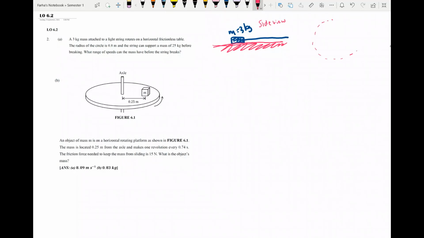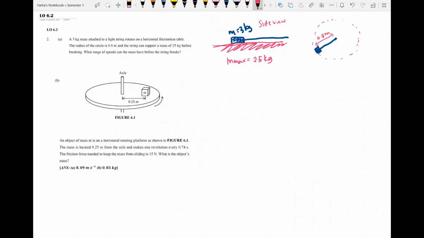Okay, kita ada circular path. Then we have center here. Okay, dekat tengah-tengah ni kita ada satu hole yang kita connectkan dengan string. Dan di hujung ni kita ada objek. Okay, so ini yang berlaku. So the radius of the circle is 0.8 meter. So kita labelkan this one is 0.8 meter. Okay, dan kemudian string ni can support a mass of 25 kg before breaking. Maksudnya sekarang itu adalah dia punya mass yang paling maksimum, 25 kg. Okay, dan mass asal dia adalah 3 kg.